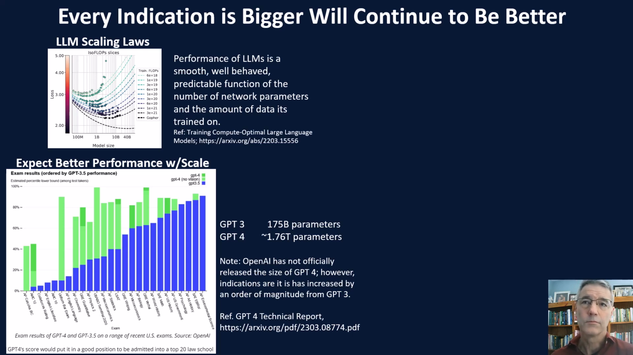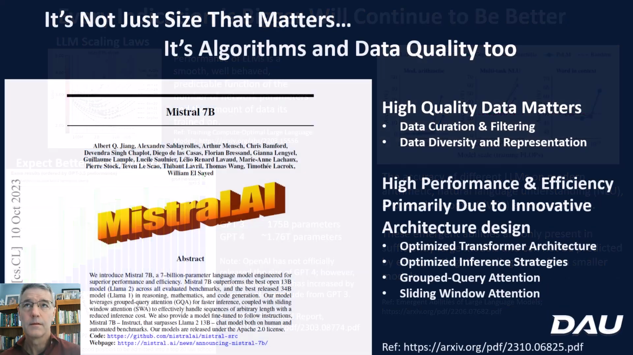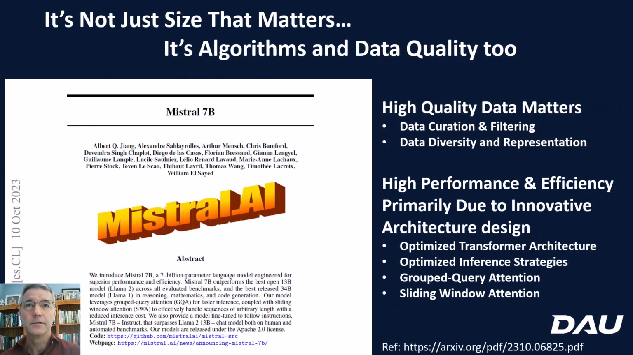Scaling not only increases the accuracy of predicting the next word, new abilities not previously seen have suddenly emerged with the increased model size. For example, generic arithmetic, multiple task natural language understanding, the meaning of words in context. All these are emergent properties that have been indicated in a lot of different models at about the same parameter value. And additional abilities may emerge still in models of the future. Of course, it's not just size that matters.